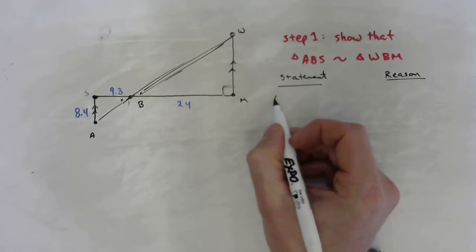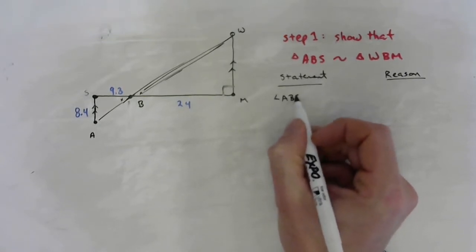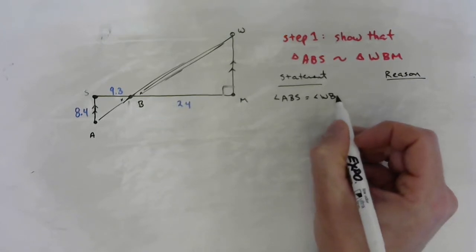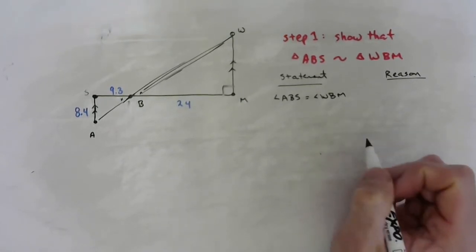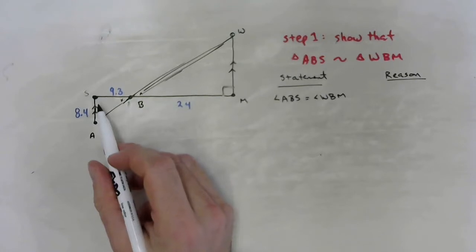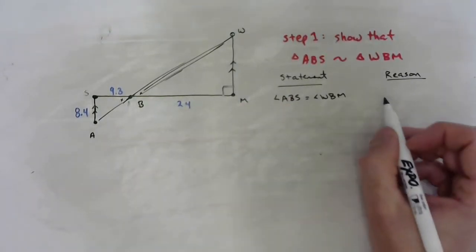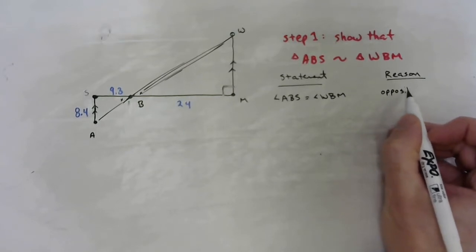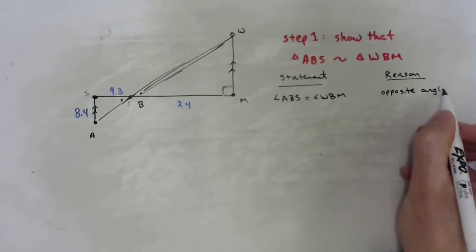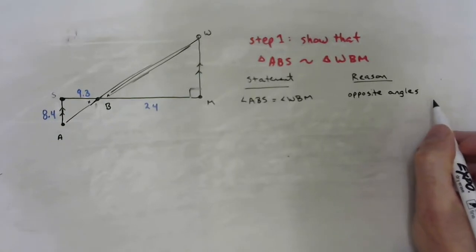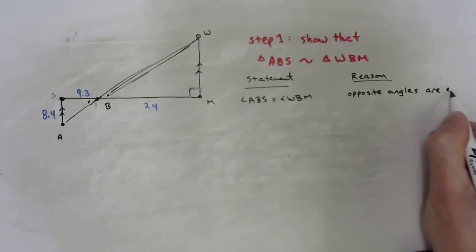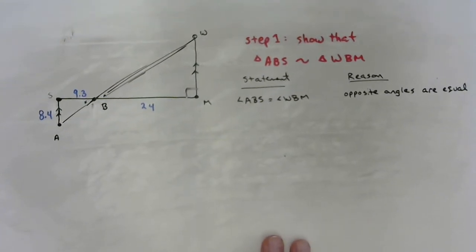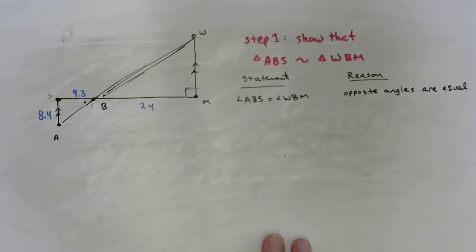Our first statement is that angle ABS is equal to angle WBM. How do I know? Opposite angles are equal. All right, that's helpful.